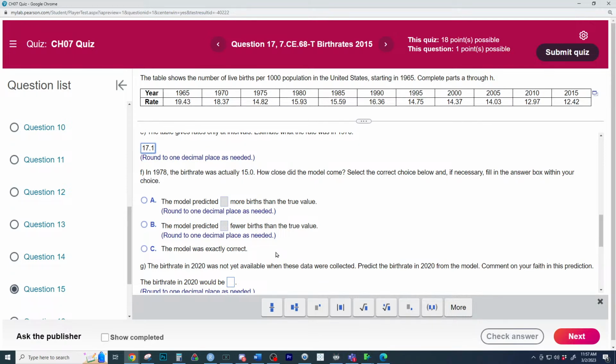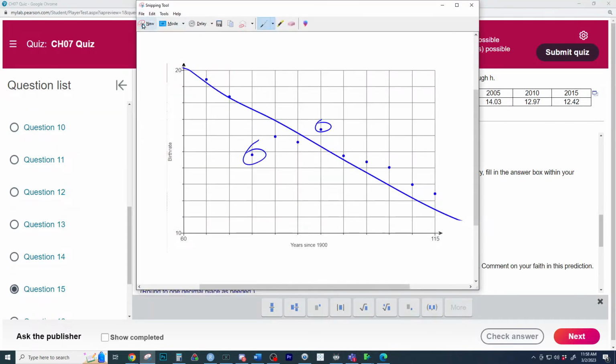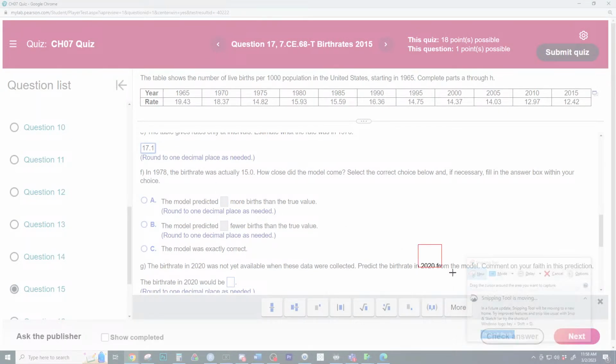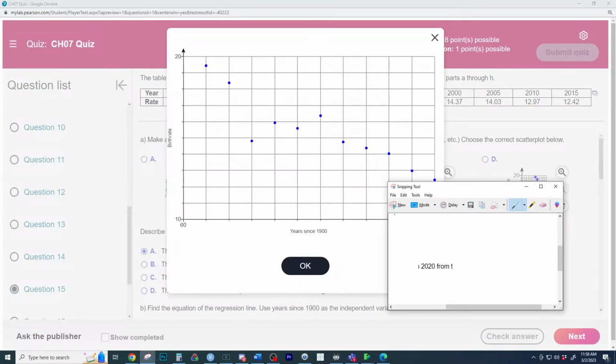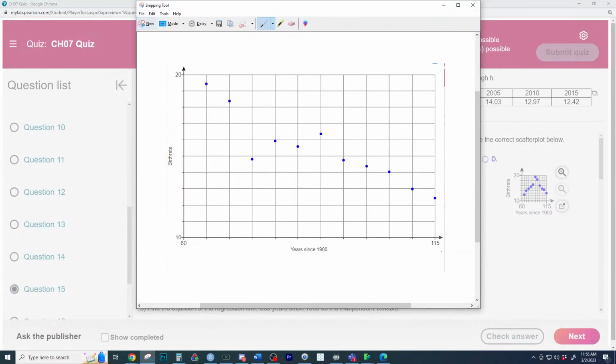So what was the residual? Think about this. This is the predicted amount, or actually, we should have just kept that model up. In 1978, actually 15. The model in 1978, which would be about here. We actually saw something down here, and we were up here. So we are below the model. I think we said 17.1 is what the model predicts, and this is at 15. So the distance below the model is negative 2.1.